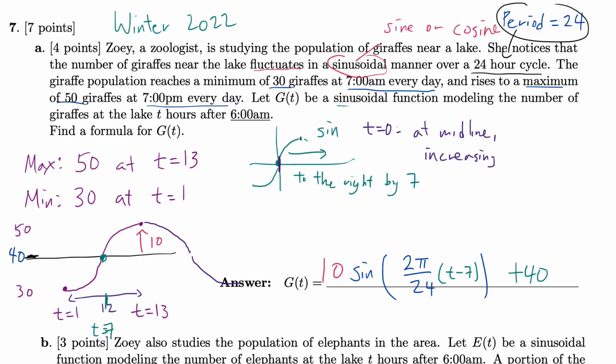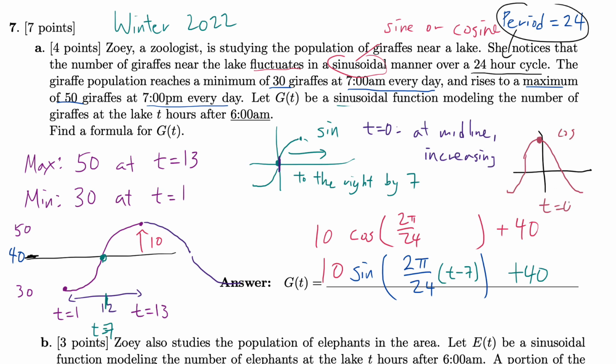I guess I can quickly mention what changes if you use cosine. Well, if you use cosine, the amplitude, the period, and the midline, all of them stay the same. Except what changes for cosine is that at t equals 0, you are at the maximum. So if I think of cosine, it looks something like this. So this is for cosine. And for cosine at t equals 0, you are at maximum. And what is that telling you?